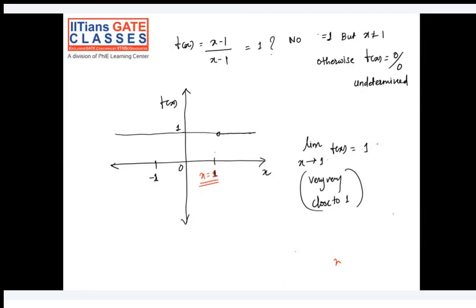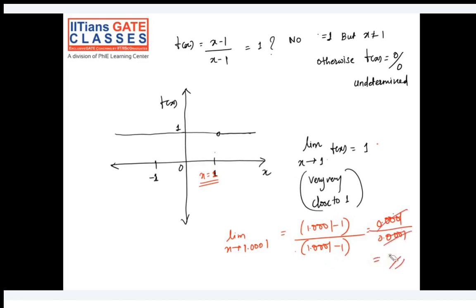Okay, so limit x tends to 1, let's say from the positive side, so it is, let's say, 1.0001, so it will be equal to 1.0001 minus 1 divided by 1.0001 minus 1. So what we'll get is 0.0001 divided by 0.0001, which will get cancelled, you'll end up with 1. So if you approach 1 from the positive side, similarly, if you approach 1 from the negative side, you will end up with the value of the function as 1. But at x equal to 1, the function doesn't exist, we know, because at x equal to 1, it will become the indeterminate form, which is 0 by 0.